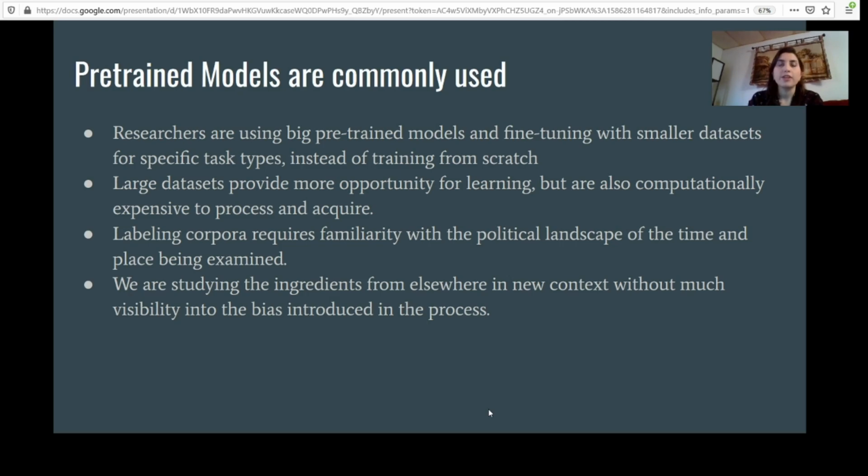The issue is that they are computationally expensive to process and acquire. And another important thing to take into account is labeling corpora. For example, if you're labeling based on the political aspect, you have to be familiar with the political landscape of the time and the place being examined. And we're studying these pre-trained models, basically we're using them. And that brings us to this stage where we're studying the ingredients from elsewhere in a new context without much visibility of where these biases come from exactly.